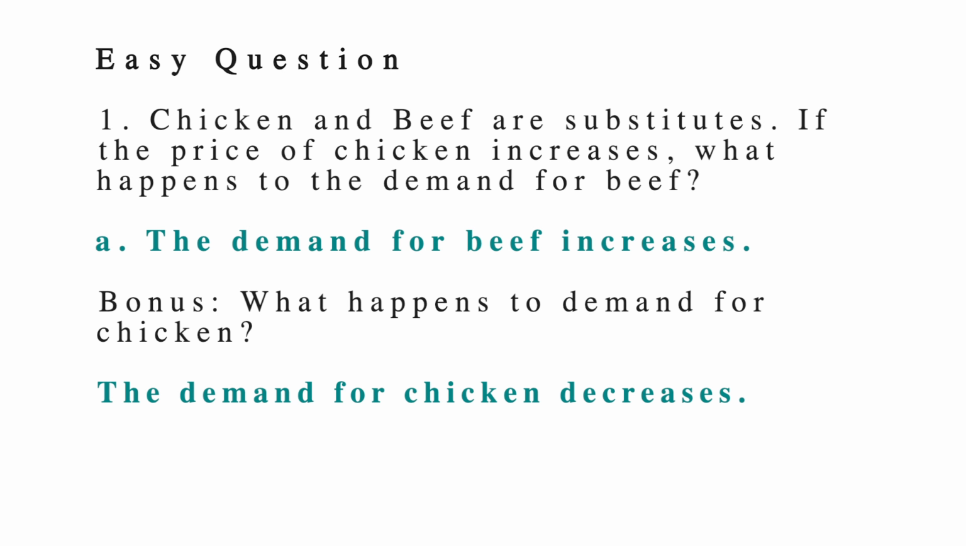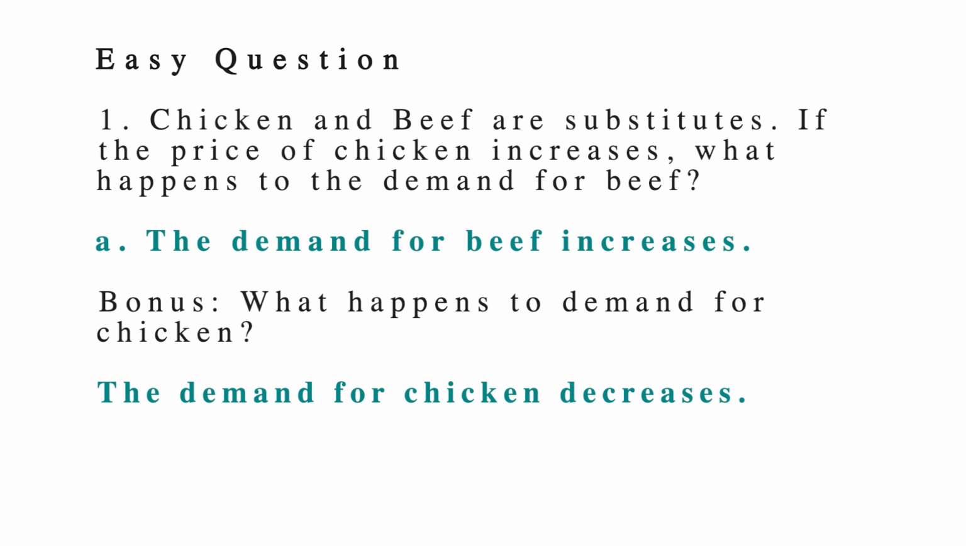So the correct answer for this one is that the demand for beef increases. So this is a straight up definition. If the price of a substitute increases, people will go for the alternative. So if the price of chicken increases, as what happened, the quantity demanded for beef increases. Now, your teachers love asking questions and then switching it up at the very end.